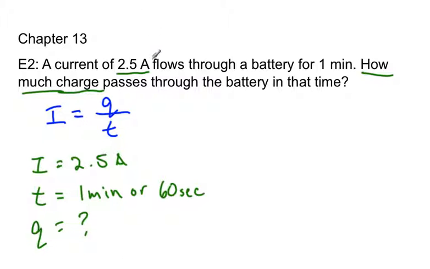Well, I'm going to rearrange this equation to solve for Q, get Q by itself. So I'm going to multiply both sides by T. So I got the time times the current will equal the charge that I have.